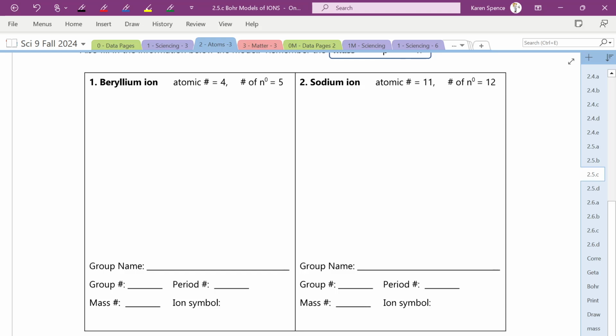Okay, we're gonna do this first one together. Beryllium. So, beryllium, its atomic number is 4. So we're gonna put 4 protons to that.